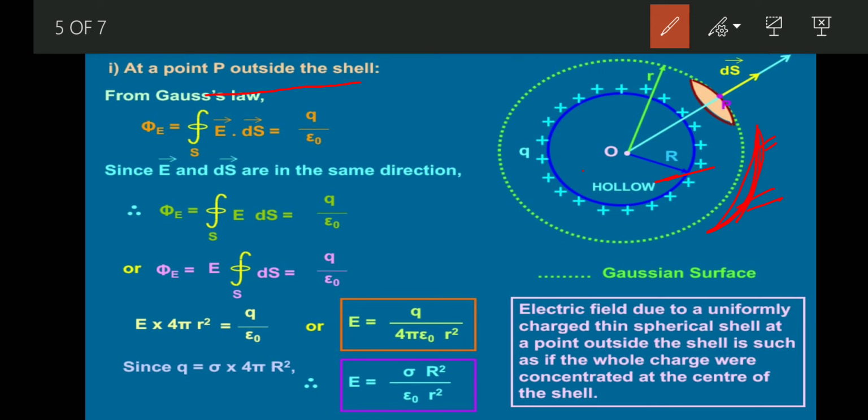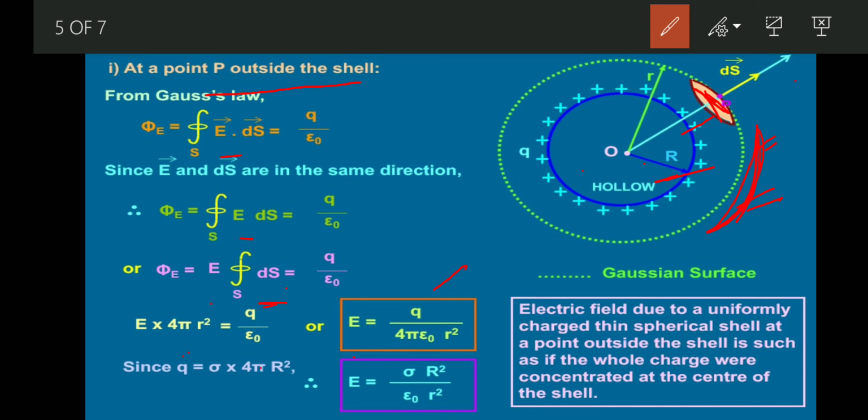Now the electric field intensity will be radially outward because it is positively charged, and for the small surface ds, its direction will again be perpendicularly outward. Since they are in the same direction, E.ds will be E ds cos 0, that is E ds. So E, being constant, will be taken out, and the integration will be over the surface ds, and the surface area will be 4 pi r square. Substituting the value, we get the electric field intensity E is equal to q upon 4 pi epsilon naught r square.